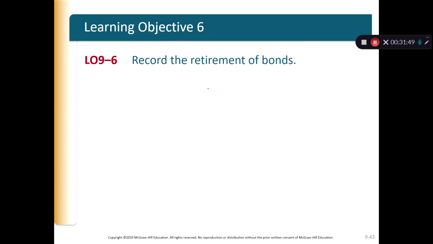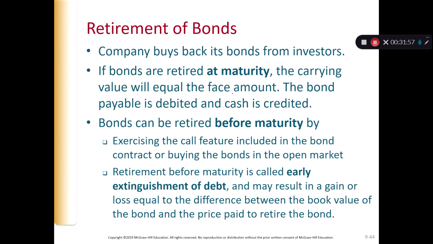Okay, so we talk about the life of the bond. Hence now, if we are at the end of the life of the bond, how do we retire the bond? So retirement of bond usually has two kinds: bond retired at the maturity, and bond retired before maturity.